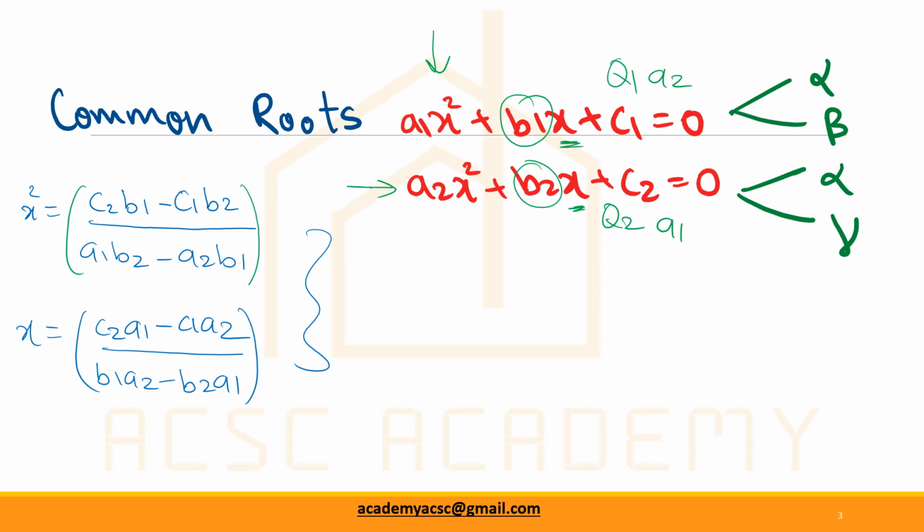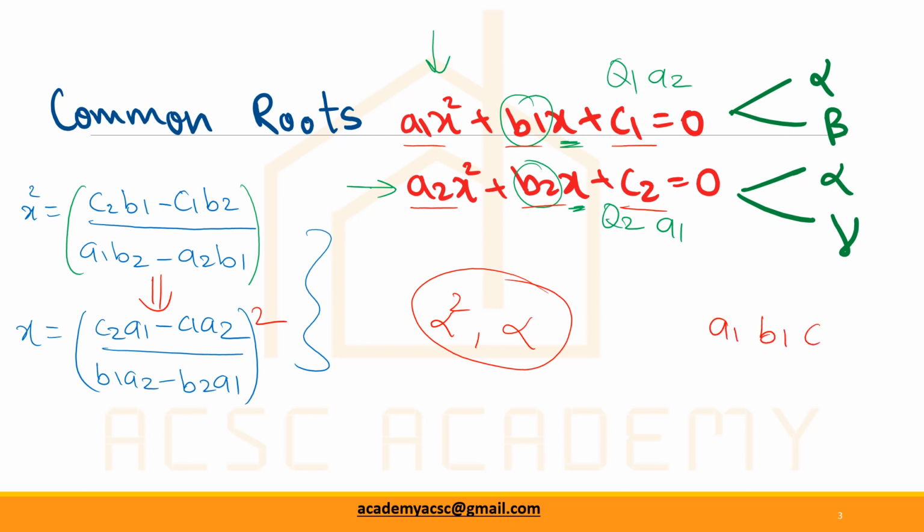It means we have got the value of both alpha squared as well as alpha. And we already know that alpha is the common root. But the values that we have got are in terms of the coefficients a1, b1, c1 and a2, b2, c2. So we can establish some relation between them. What we can do? We have alpha as well as alpha squared. So we can equate both the things together. We can just square this thing out and we can compare both of them. Then we will be able to establish some relation between the coefficients a1, b1, c1 and a2, b2 and c2.